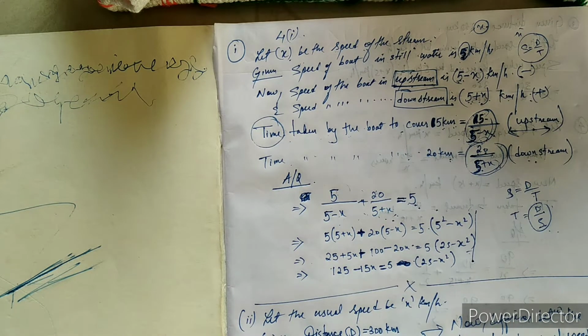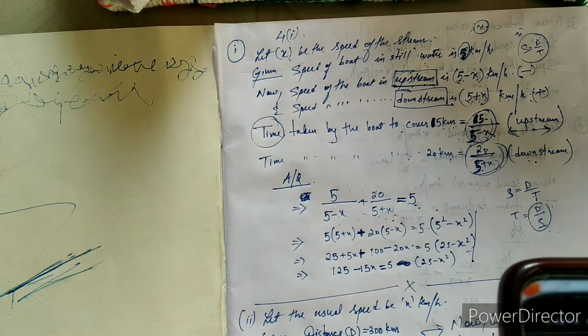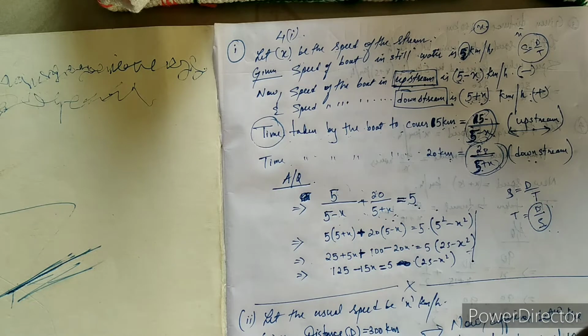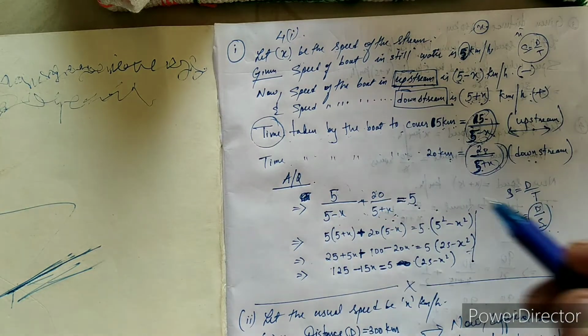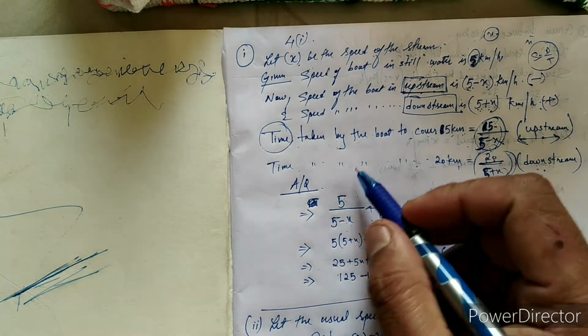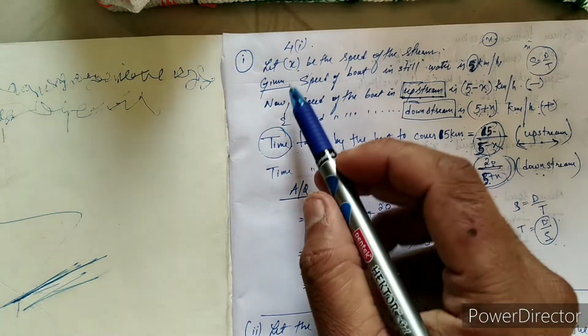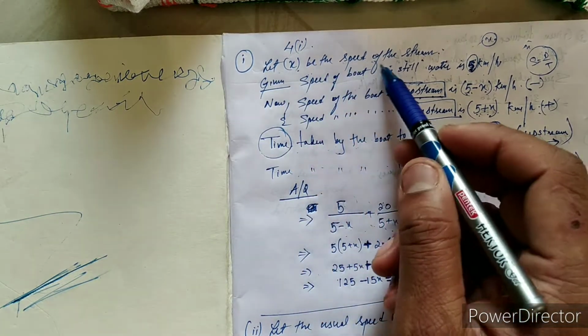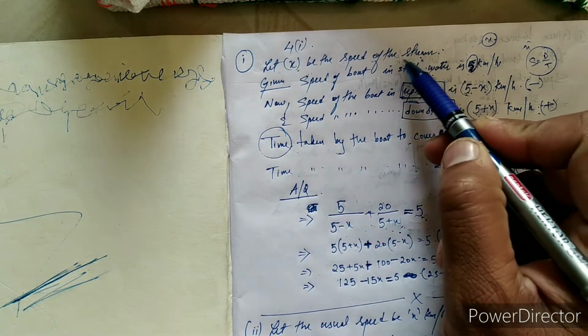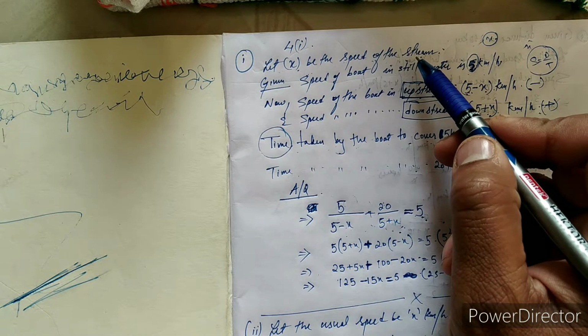The question is: the speed of a boat in still water is 5 km per hour. It goes 5 km upstream and 20 km downstream. Find the speed of the stream. That is the question. So what you'll do here, first of all, you'll write let x be the speed of the stream, or let the speed of the stream be x km/h. Anything you can write it down.